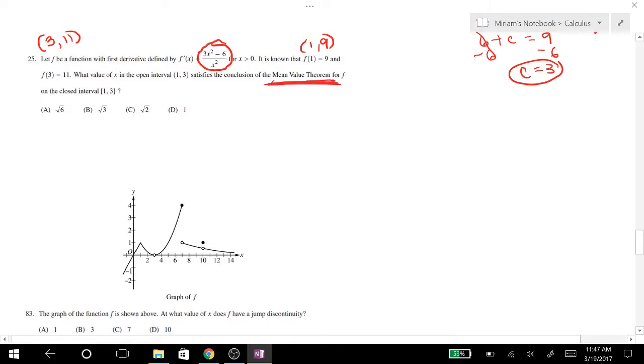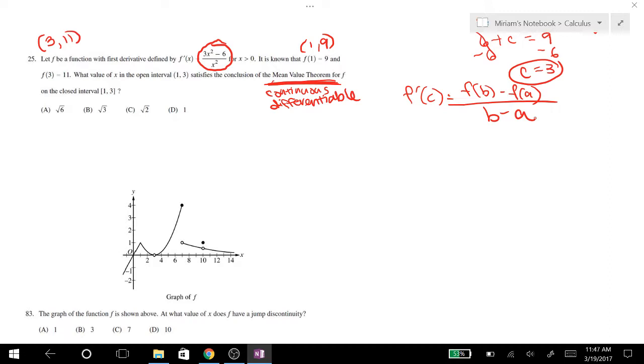Mean value theorem, I have a few things I remember about that. I know the graph has to be continuous and differentiable. Okay. And I know the outcome of it, or the conclusion of it, is f prime of c equals f of b minus f of a over b minus a. So they're focusing on the outcome, meaning this is true already, continuous and differentiable, and I just need to figure out what the value of c is so that the derivative is equal to the slope.